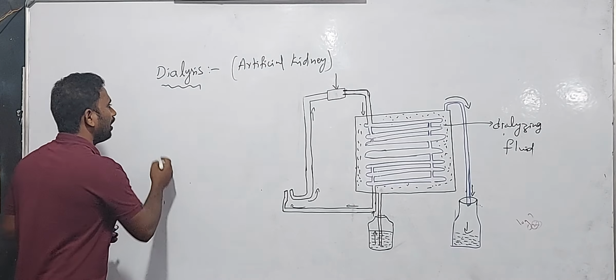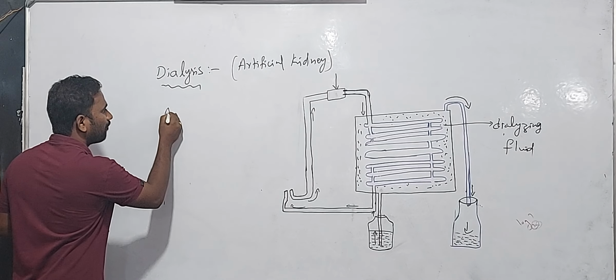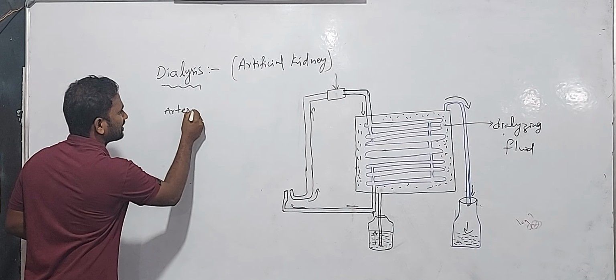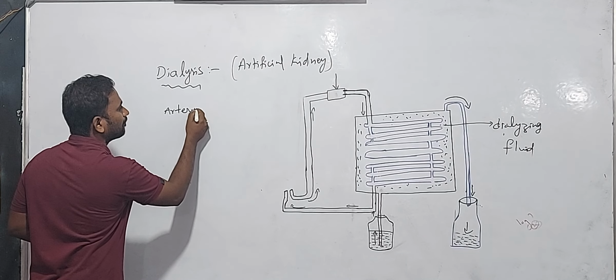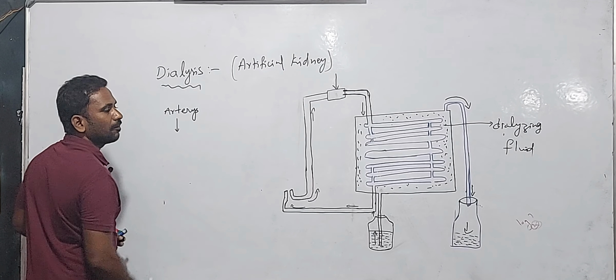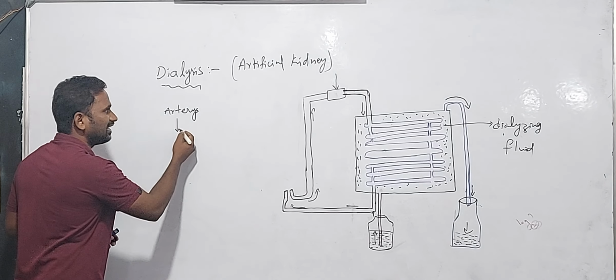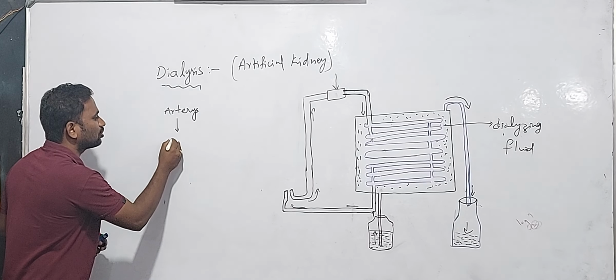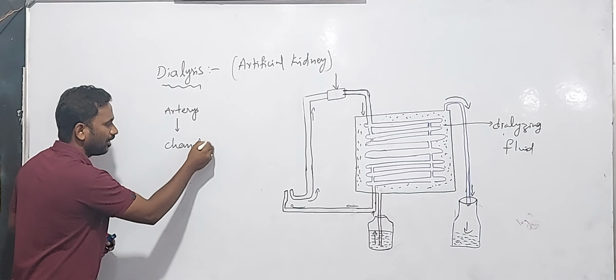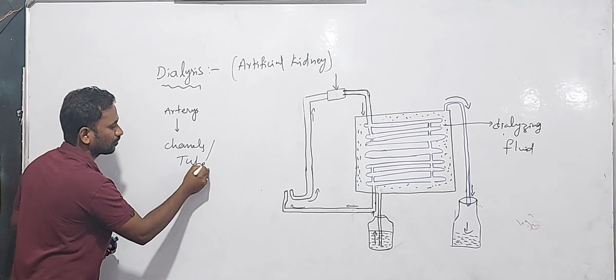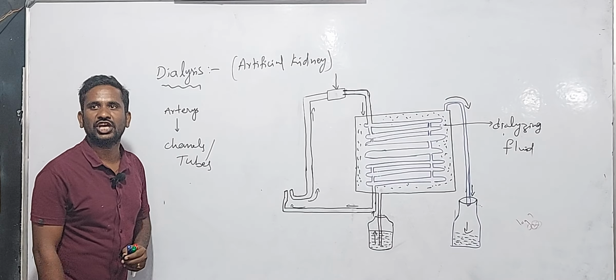First of all, we collect blood from the arteries of the patient. It is collected into the channels or tubes of the dialyzing machine.